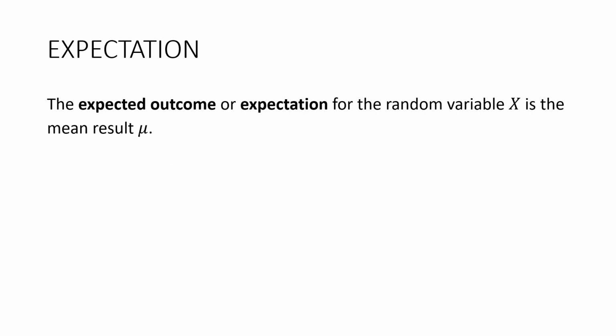Let's move on to expectation. The expected outcome, or expectation, for the random variable X is the mean result, mu. We write E of X is equal to mu, and it is the sum from i equal to 1 to n of the x value multiplied by its corresponding probability.